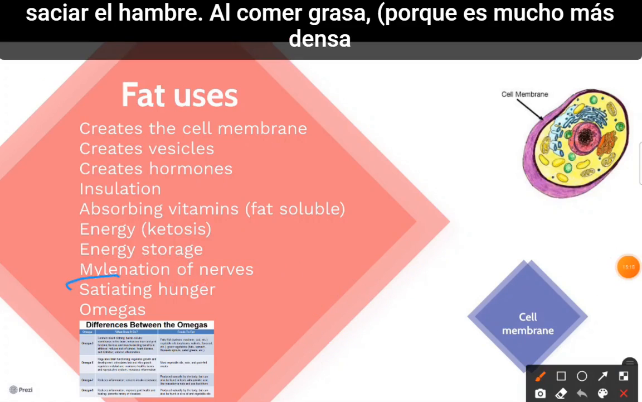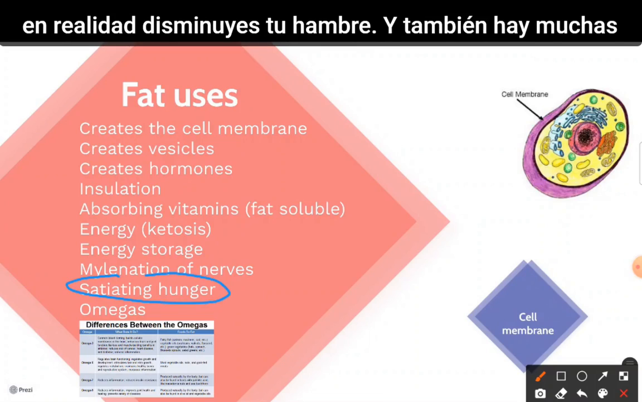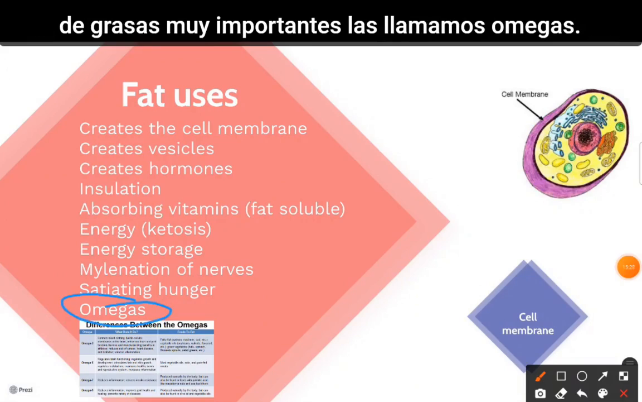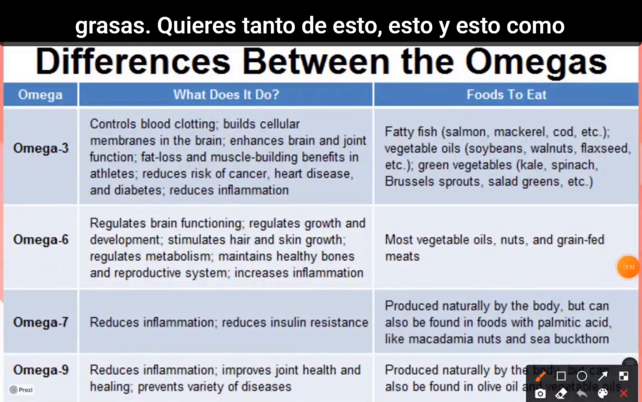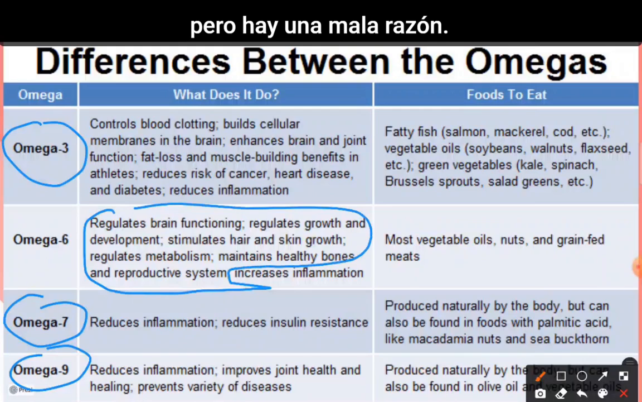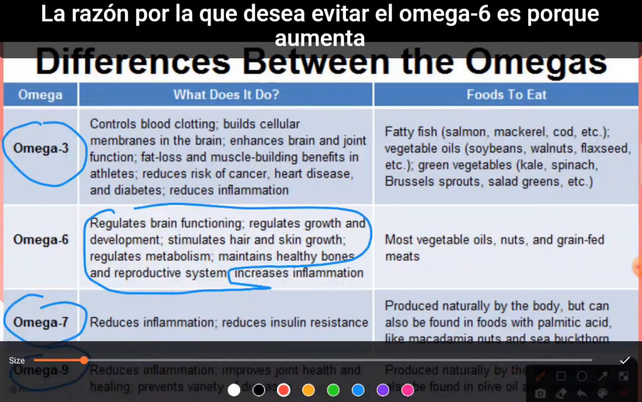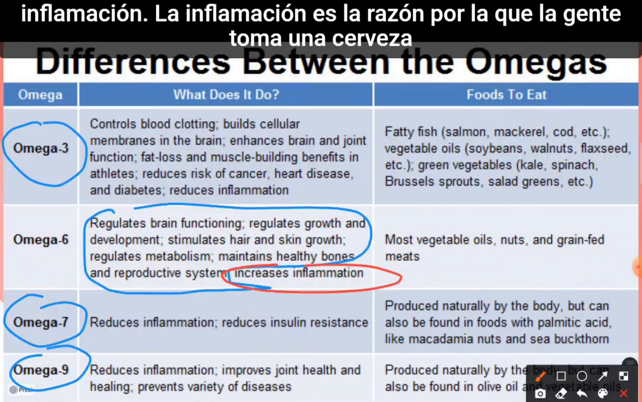Next, satiating hunger. By eating fat, because it is much more dense in calories than carbohydrates, you actually decrease your hunger. And there are also a lot of very important fats we call omegas. These are polyunsaturated fats. You want as much of this, and this as possible. Omega-6s are good for you for a lot of reasons, but there is one bad reason. The reason you want to avoid omega-6 is because it increases inflammation.